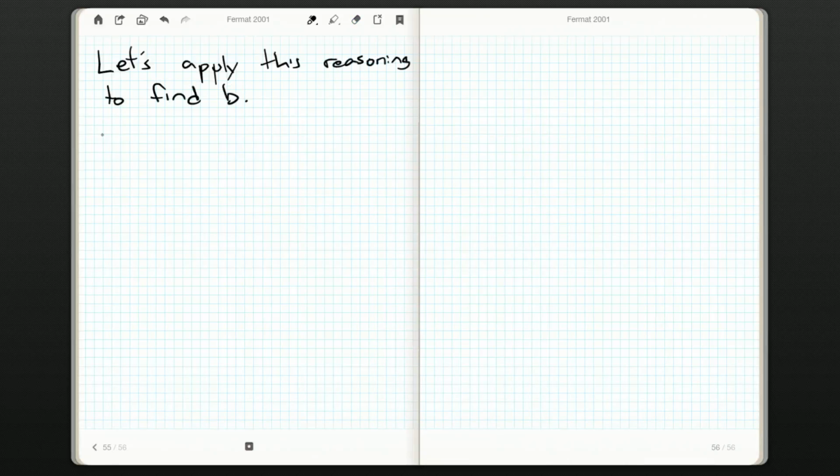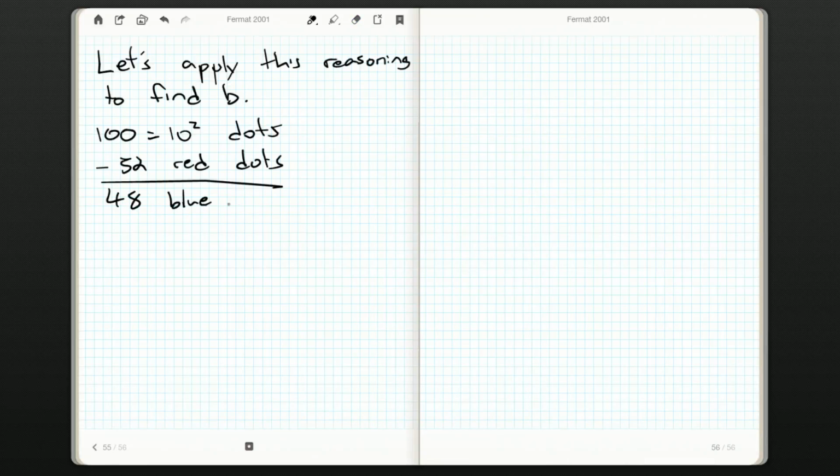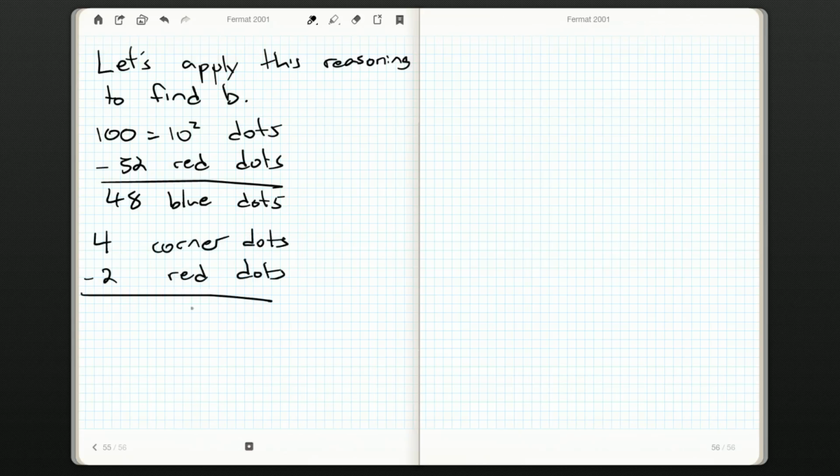To find B, the number of blue lines. How many dots are there? There's 100 dots in total, minus 52 red dots, so that means there's going to be 48 blue dots. There are 4 corner dots, minus 2 red dots, because there are 2 red dots in the corners. So there are 2 blue dots in the corners.